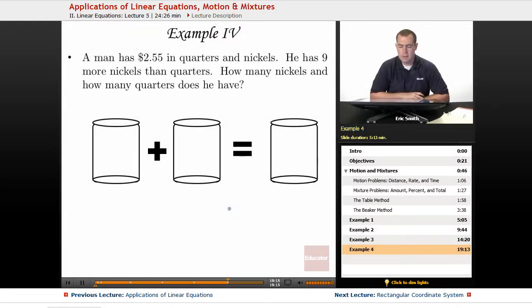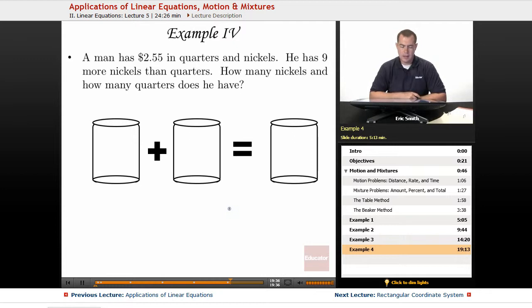So I have one last example, and this one's using the beaker method again, but I'm using it not with mixtures, well, sort of a mixture, but this one involves a lot of coins. This is to demonstrate that these two methods are flexible, and you don't always have to use them with just a pure mixture or even just with distance and motion and travel, that they still can apply to a lot of other types of problems.